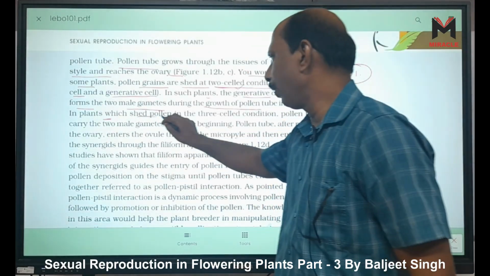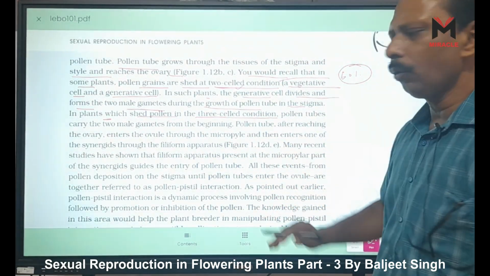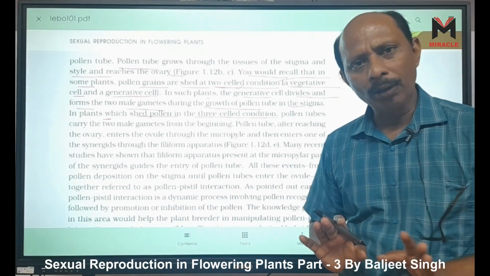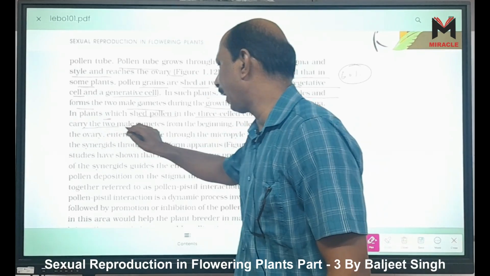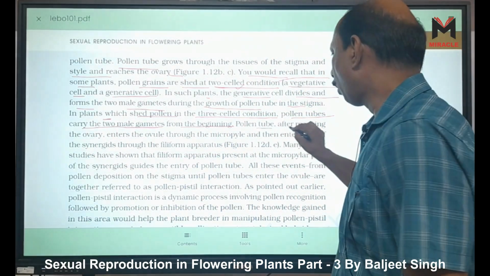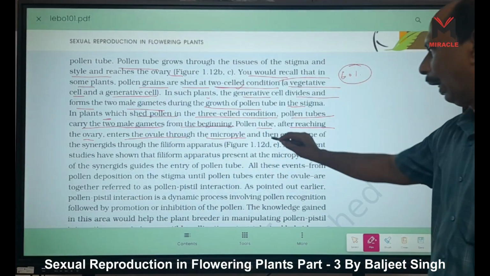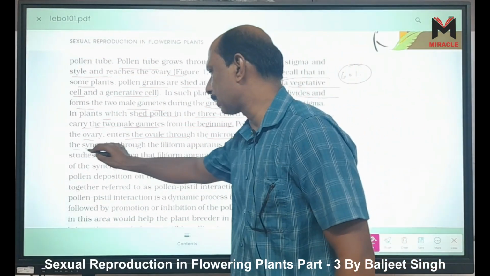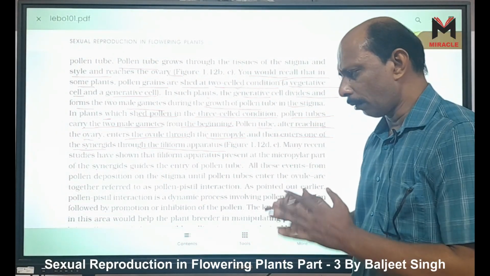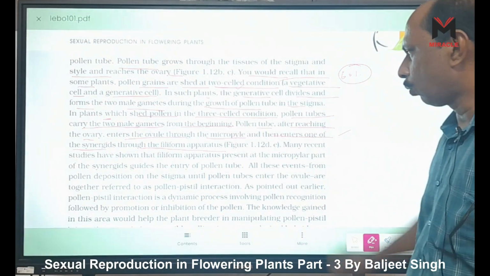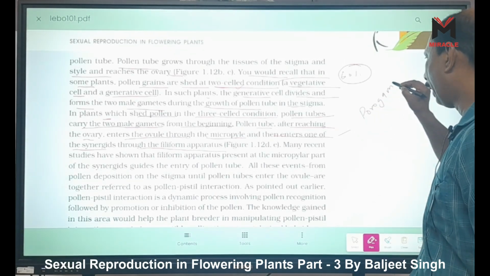In plants which shed pollen in the three-celled condition, it need not divide mitotically because it already has two male gametes. The pollen tube carries the two male gametes from the beginning. After reaching the ovary, the pollen tube enters the ovule through the micropyle and enters one of the synergids through the filiform apparatus, right? Now here, the entrance of the pollen tube is not always the same. Mostly it is through the micropyle, and if it enters through the micropyle, it is called porogamy, right?